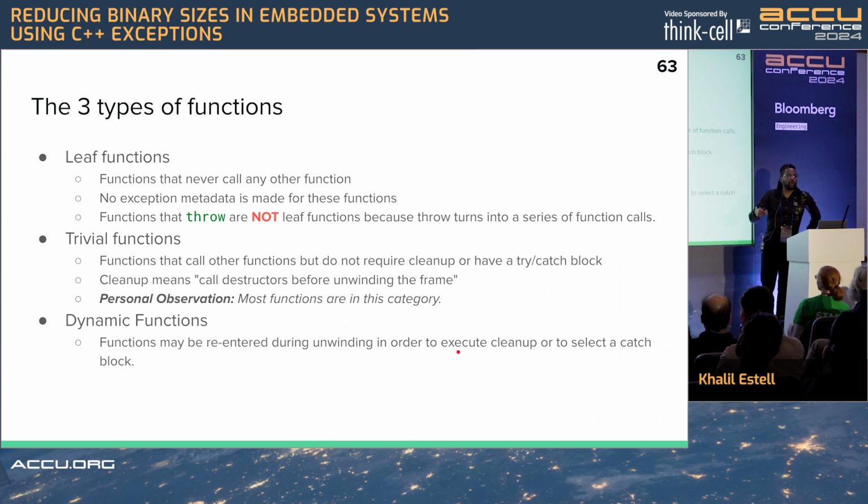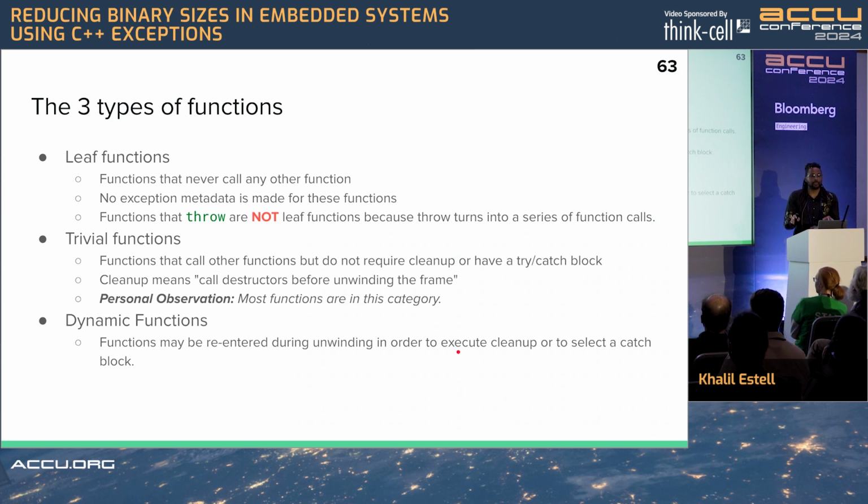And if you think, oh, well, what if I have a leaf function that throws? Well, as you guys saw, throw functions turn into a sequence of other function calls, so they're not leaf functions. Next up, we have trivial functions. Trivial functions are functions that call other functions, but don't need any cleanup, nor do they have a try-catch block inside of them. The unwinder knows, oh, when I hit one of these, all I need to do is unwind. So it just simply unwinds it unconditionally.